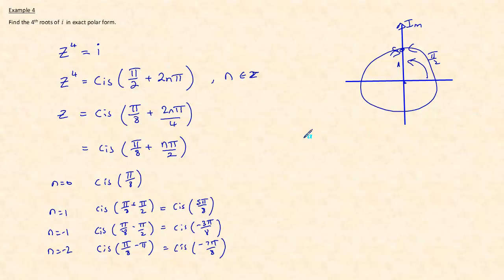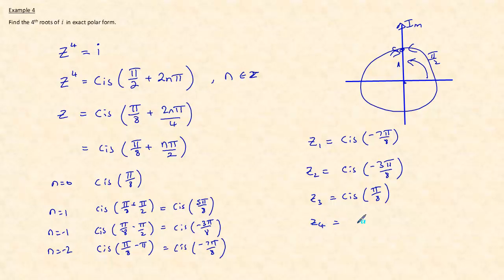So what we could do, if we want to label them in order smallest to largest angle, we could say z1 is cis negative 7 pi by 8, z2 is cis negative 3 pi by 8, z3 is cis pi by 8, and z4 is cis 5 pi by 8. And those are our 4 solutions.